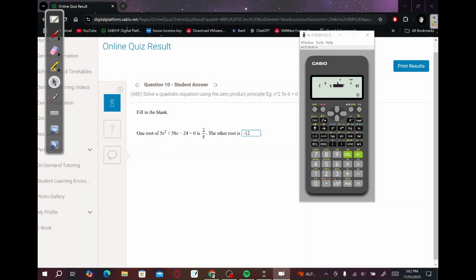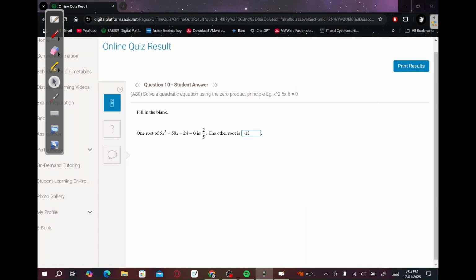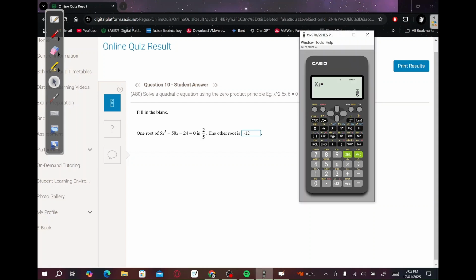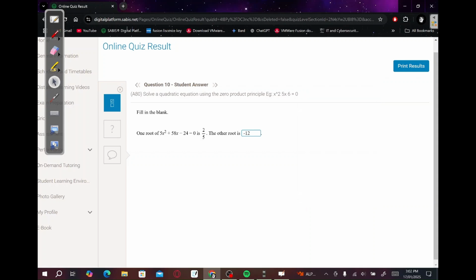Okay, so let's do it like this. They gave it to us in general form, so we don't need it. Plus 58 minus 24. Okay, x1 is 2 over 5, which is the one that's given to us. Now we're going to find the other root. x2 is negative 12, and negative 12 is your answer.